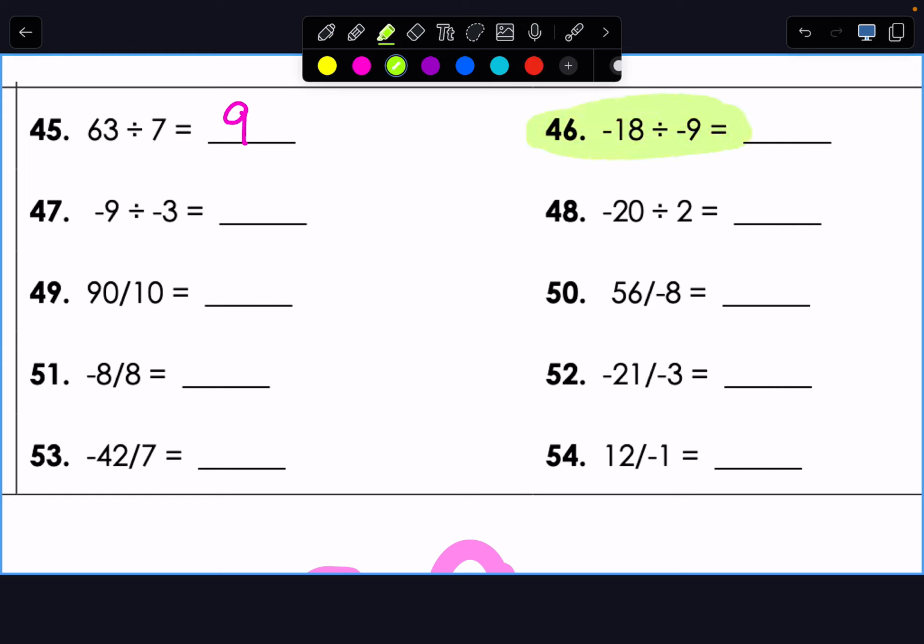All right, Josie, in number 46, we have a negative divided by a negative. What kind of answer are we going to have? Okay, Josie's saying a positive answer. 18 divided by 9 is 2. So negative 18 divided by negative 9 is a positive 2.